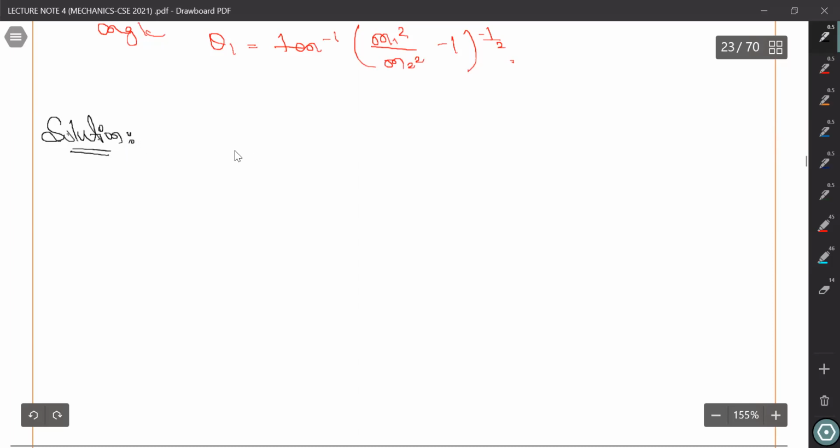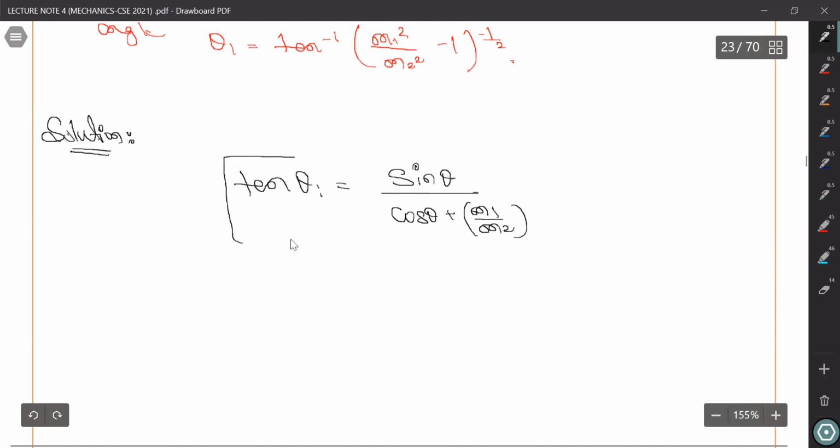How can we solve this? According to the scattering angle in the laboratory frame, and what we have studied, theta 1 dash and theta 1, here it is theta 1 and theta. So we know the equation: tan theta 1 is equal to sine theta upon cos theta plus m1 by m2, as per the question. This thing we already know.